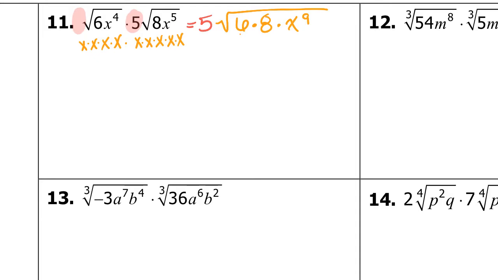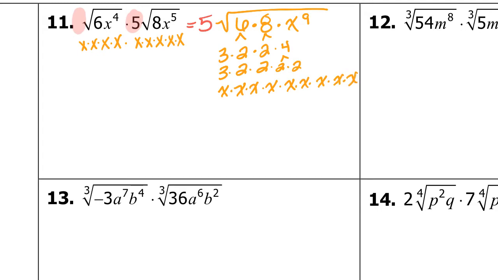So from here, I'm going to begin by breaking down my 6 into 3 times 2. 8 can be broken down into 2 times 4. My 4 can be broken down into 2 times 2, and I'm also going to include the 9 x's that are underneath my radical as well. My index is an invisible 2, so I'm going to be looking for pairs of numbers. So I have a pair of 2's, a second pair of 2's, a pair of x's, a second pair of x's, and a third and fourth pair of x's.